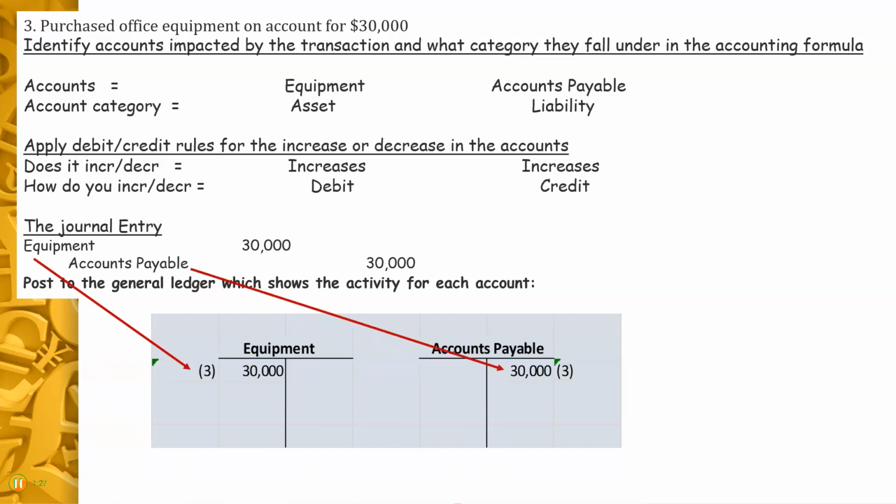Now here's another thing to remember: whenever we see "on account," as we do in this transaction, it means no cash exchanged hands, which means it's either going to be an accounts payable like it is in this case, or it's going to be an accounts receivable.